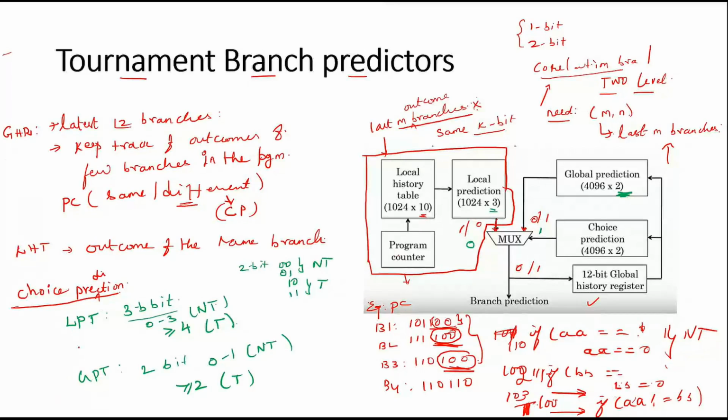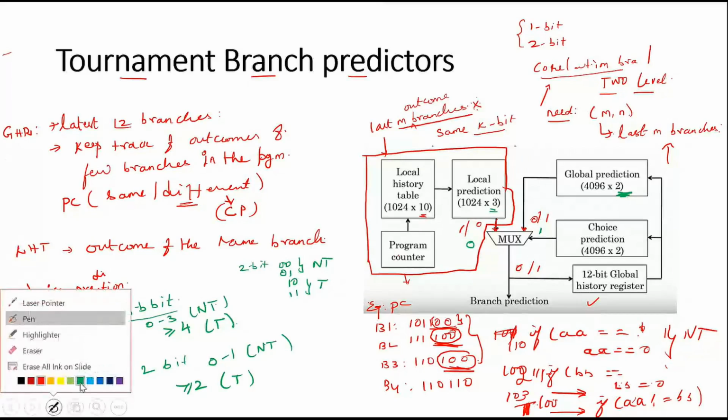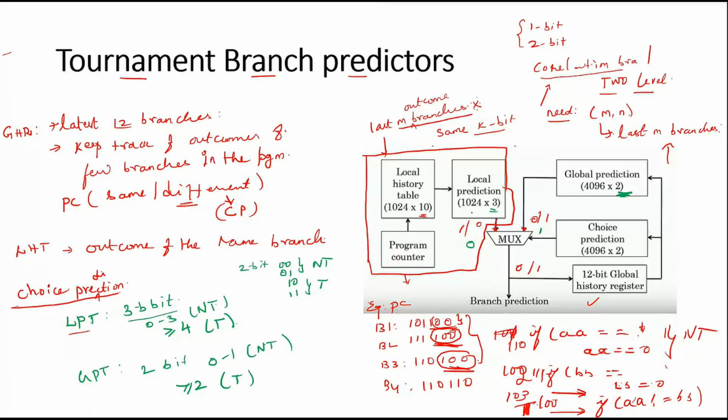With respect to LPT, if the value is greater than or equal to 4, it is going to be taken, otherwise not taken. And when you go with the GPT, 2 bit, 0 and 1 is not taken, and greater than or equal to 2 is taken. So as I discussed, in both cases, if both say not taken or both say taken, it won't be a problem.